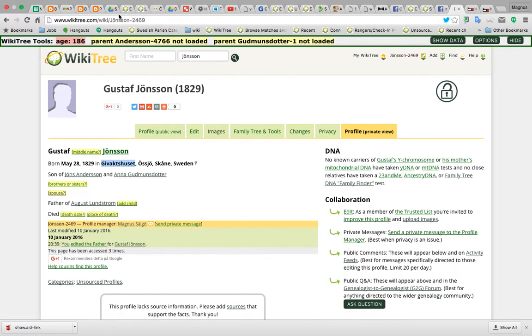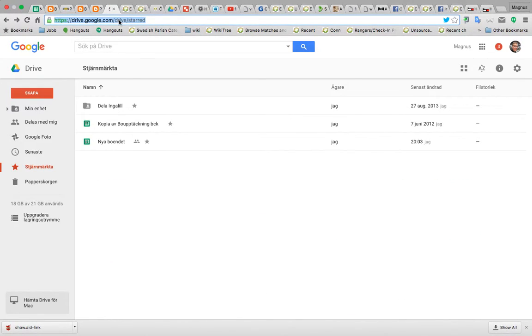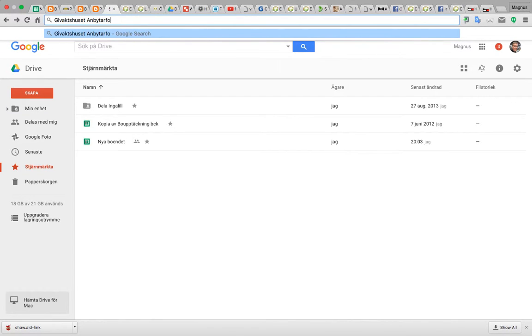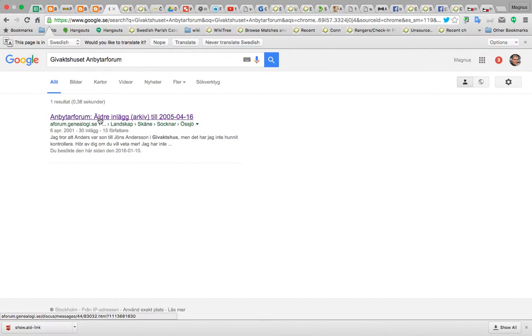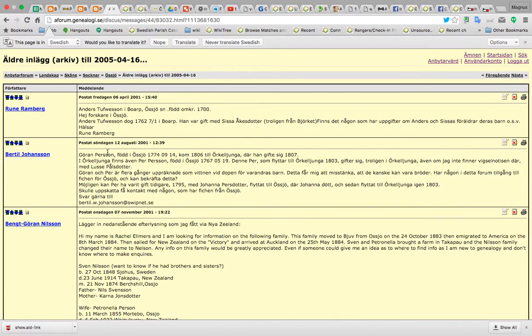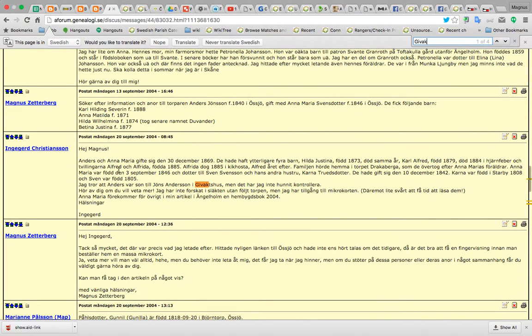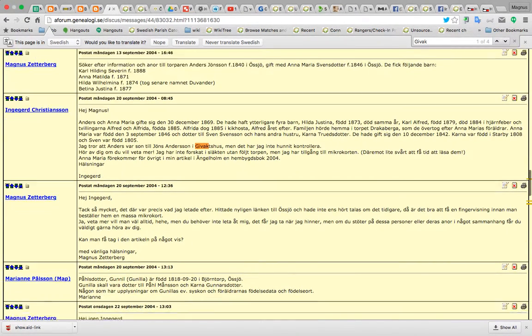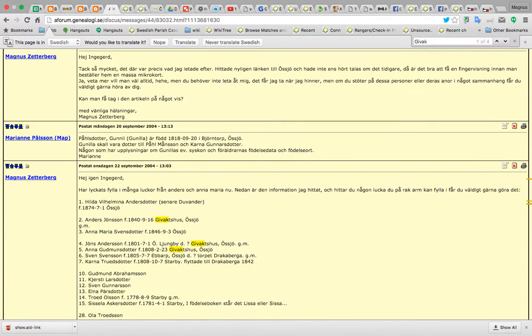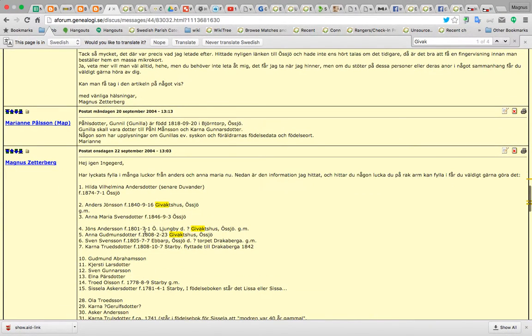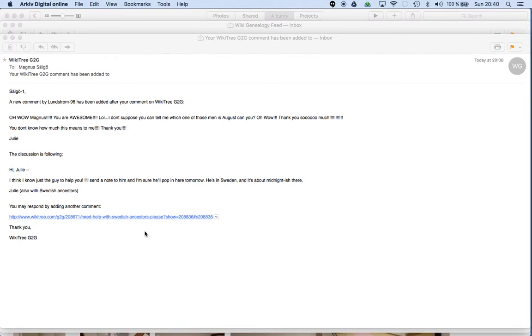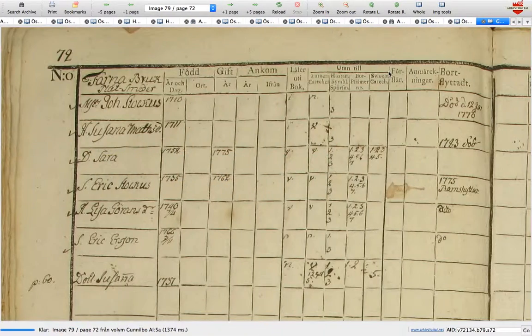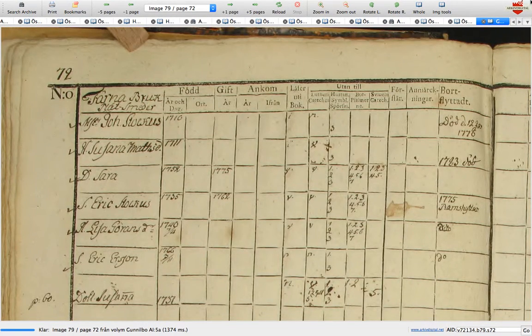People from Givaktshuset. I think that was the name. Here we have it. So they in Örsö said here Anders was a son to Jöns Andersson in Givaktshuset. And now we are speaking about Jöns Andersson. And Jöns Andersson was born 1801. This is something else.